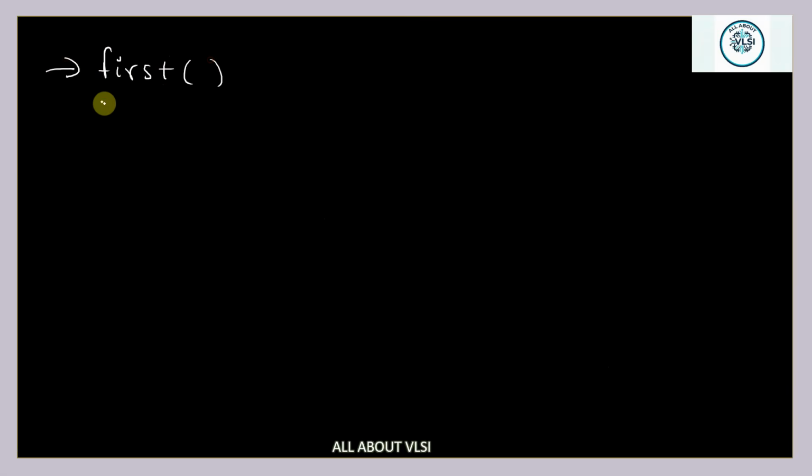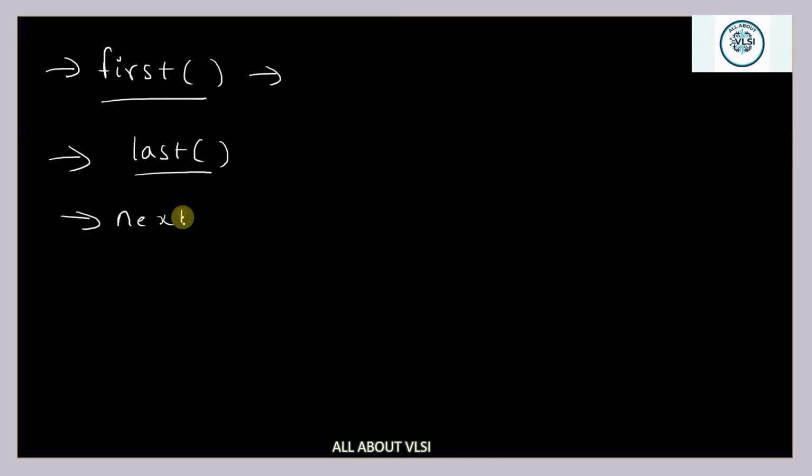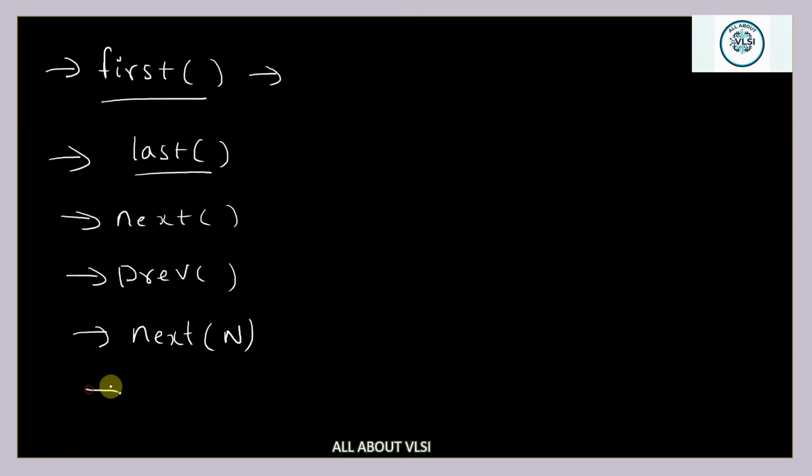This built-in function is going to return the first element in the enum list. Next is last, which returns the last element in that list. Next will return the next element after the one we have asked for, and previous will return the previous element. Then next of n, where n is my index, and previous of n. So these are the built-in functions which we are going to have.